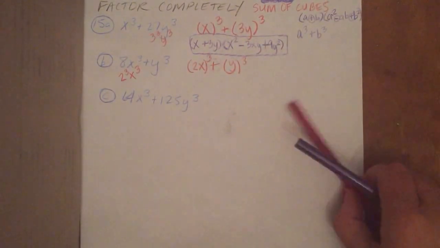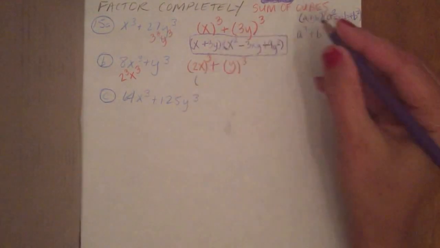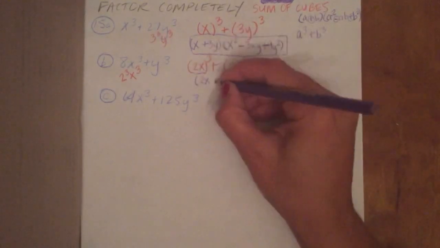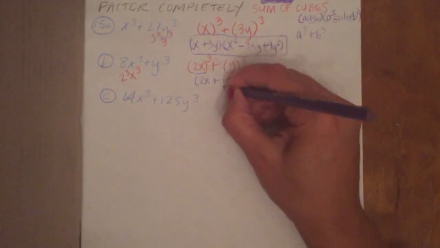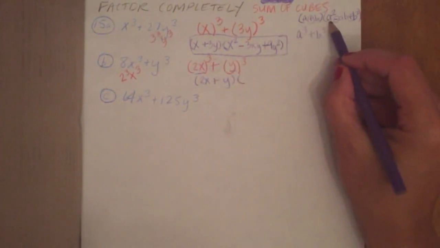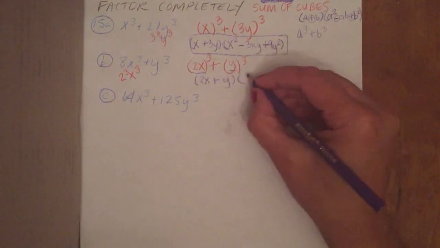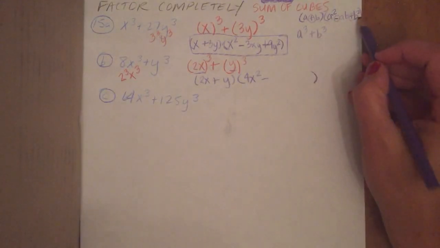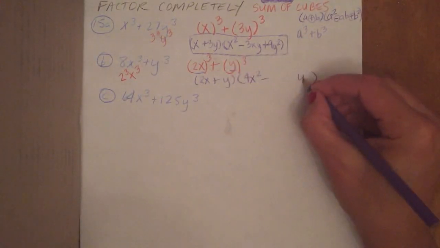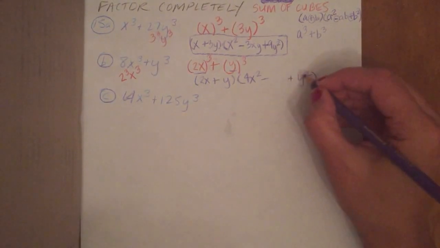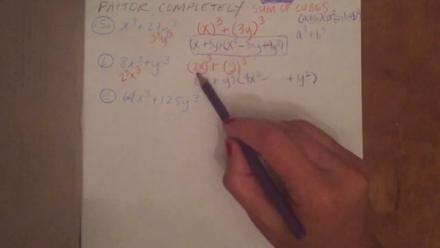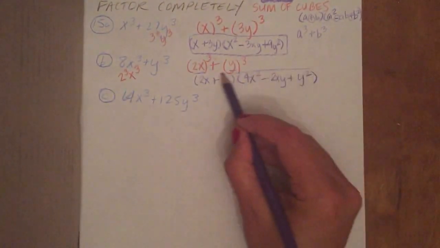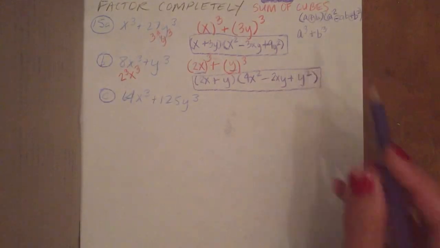So let's plug it into the factoring. I have a plus b, which are my two terms. So 2x, that's my a term, plus y, that's my b term. Then here I have a squared, so I'm going to take 2x and square it. That's going to give me 4x squared. And then here I have b squared, which is going to be this value, which is y squared. And that's going to be plus. And then in the middle I have the product of a and b, 2x times y, which is 2xy. And that gives me the value here of my cube.